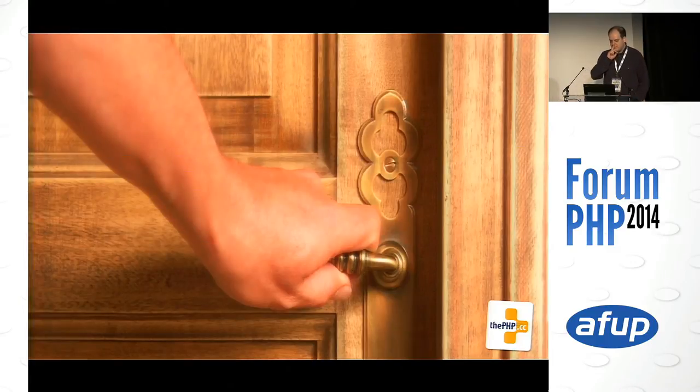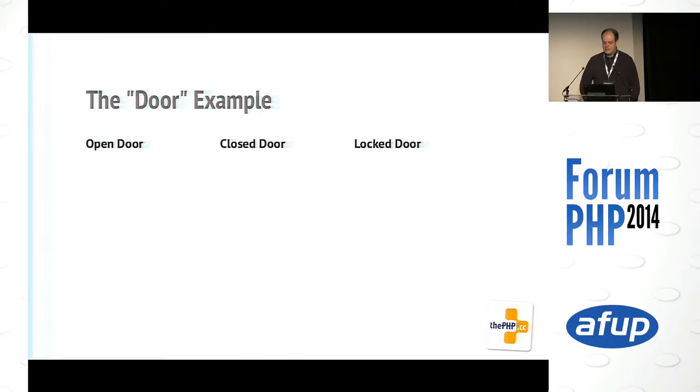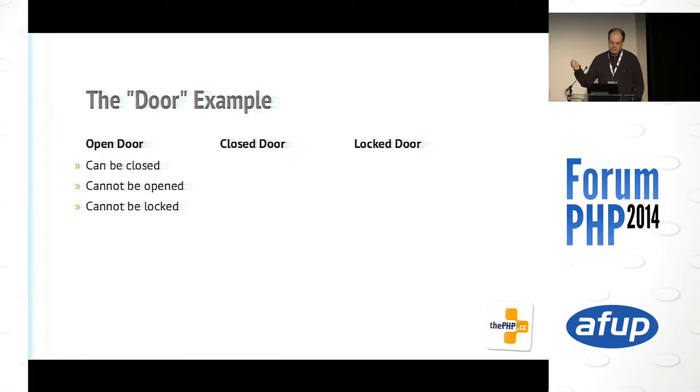So let's start with a really simple example. Let's consider a real world object from our everyday life, which is a door. A door can be open, it can be closed, it can be locked. An open door can be closed. It cannot be opened because it is already open. It cannot be locked. Well, it could be locked, but then we wouldn't be able to close it again and would blow up the example. But to keep it simple, let's say that an open door cannot be locked because it doesn't make sense. And it cannot be unlocked because it's already unlocked because it's open.